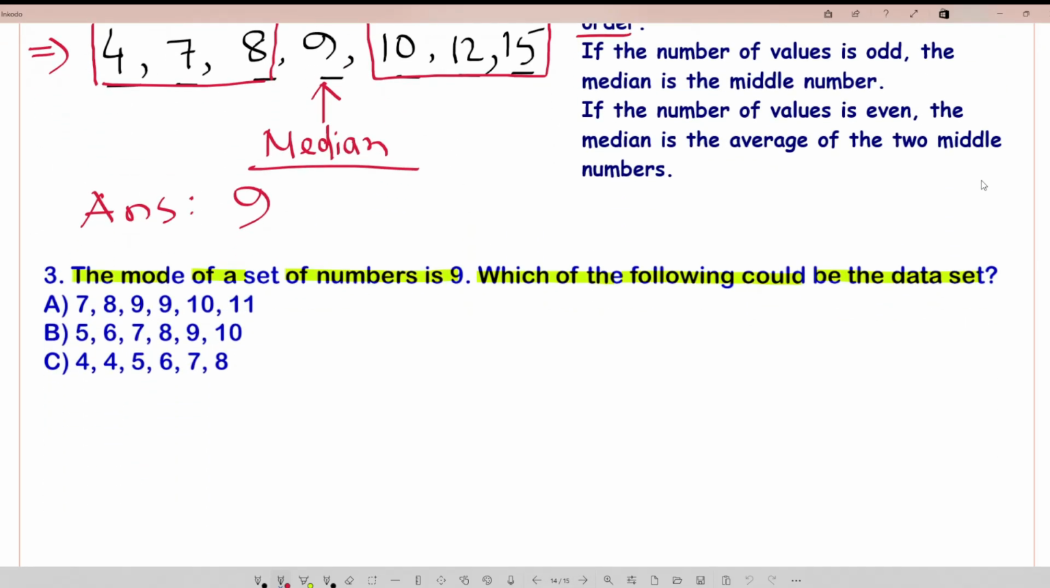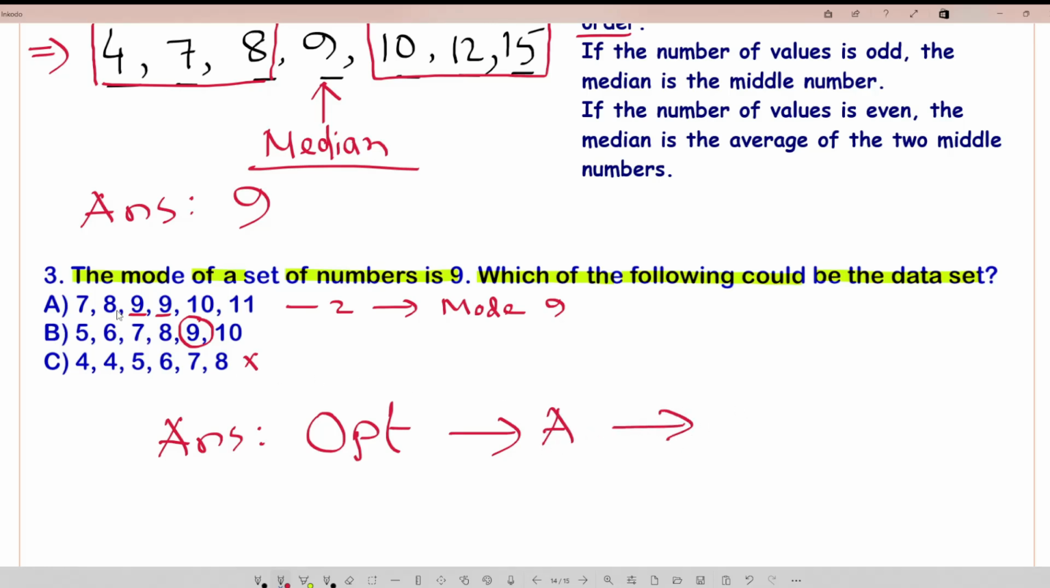So in this question, look, in option A, here is 9 and 9, 2 times, it means here the mode is 9. But in option B, here is only one 9, and in option C, here is no 9. Therefore, our answer is option A, which is 7, 8, 9, 9, 10, 11. Here 9 appears 2 times, which is most frequent.